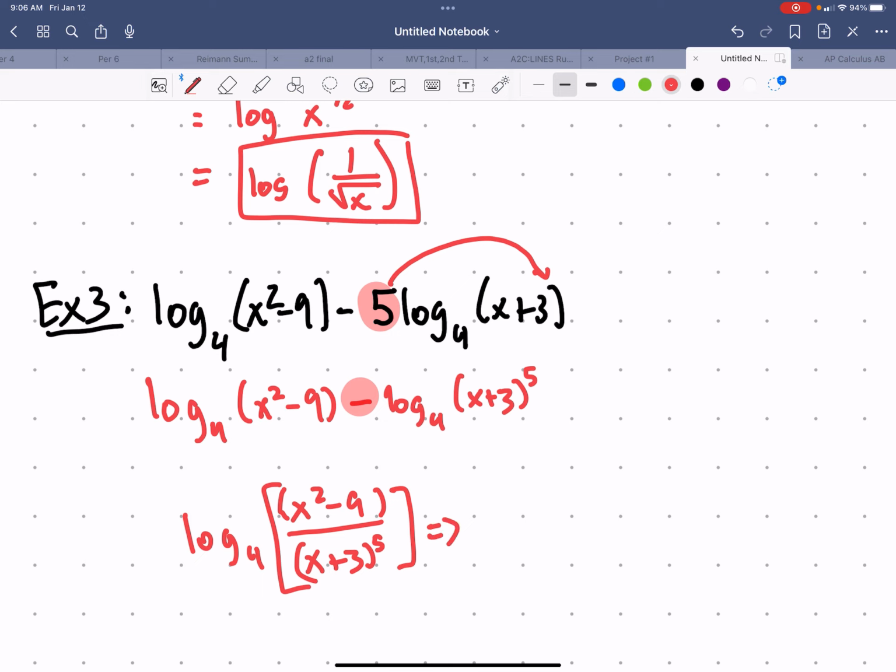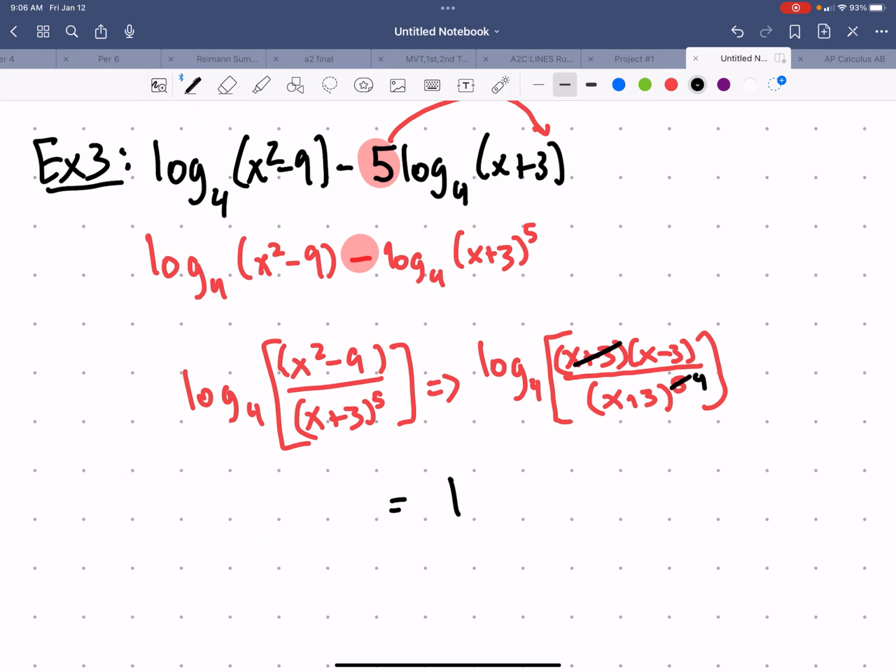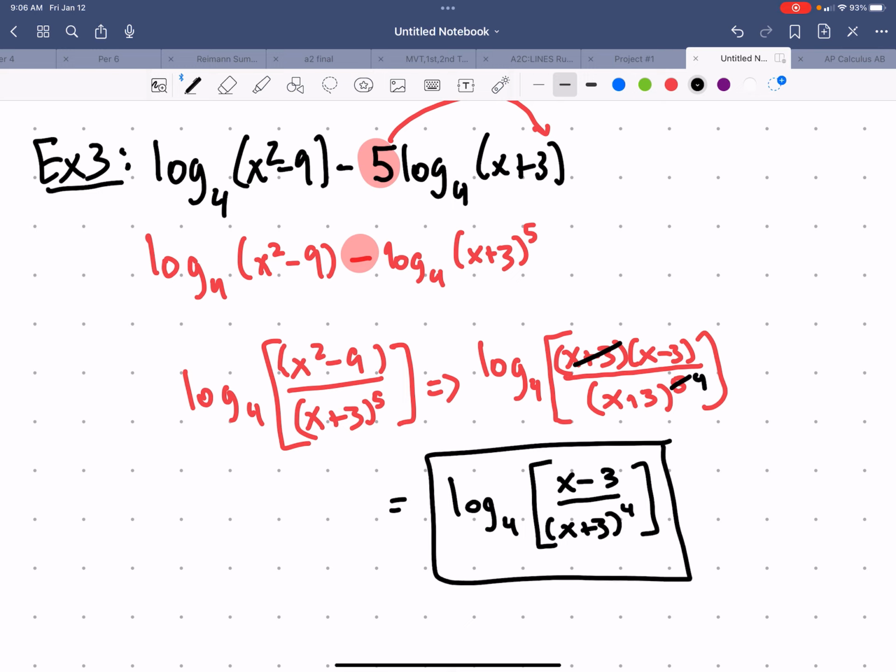you should know that x squared minus 9 is the difference of squares. So I'm going to rewrite x squared minus 9 as x plus 3 and x minus 3. Ooh, you guys remember that from algebra 2? And you have x plus 3 to the power of 5 here, right? Well, guess what, guys? The one on top cancels out one of them in the 5, so it becomes a power of 4. And so my actual final answer is going to be log base 4 of x minus 3 over x plus 3 to the power of 4. And that's my final answer. You've got to simplify.